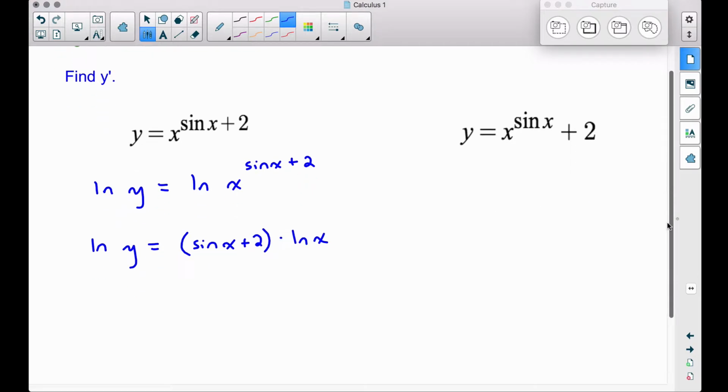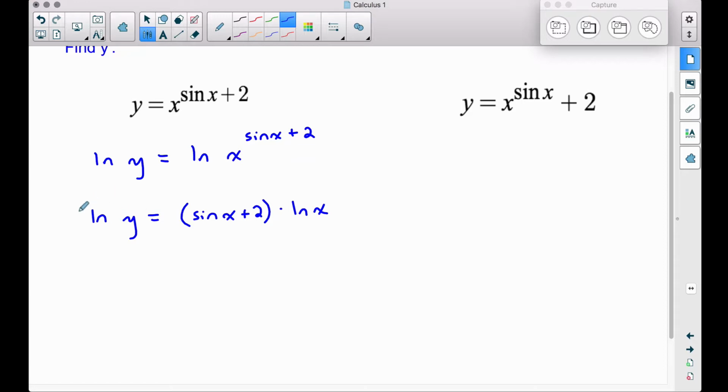And we're also going to use implicit differentiation a little bit, since we are going to differentiate this side with respect to x. That derivative is 1 over y, but we have to tack on that y prime because we are differentiating with respect to x. That is implicit differentiation. This is going to be equal to, over here on this side, let's call this function here sine of x plus 2 f. And let's call the natural log of x g. That's how I kind of refer to this when I'm doing the product rule.